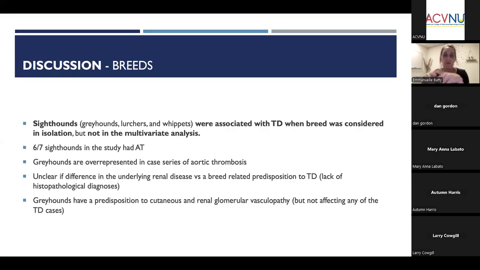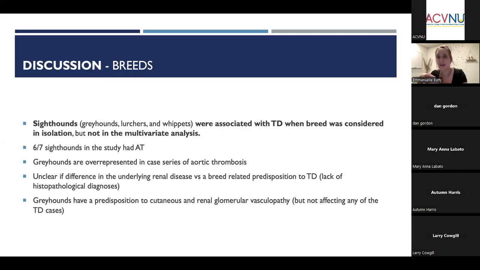Regarding the sighthounds, they grouped greyhounds, lurchers, and whippets together. They were associated with thromboembolic disease when the breed was considered in isolation, but it was not associated anymore in the multivariate analysis. But interestingly, 6 out of 7 sighthounds in the study had arterial thromboembolic disease. And we know that greyhounds are overrepresented in case series of aortic thrombosis. It is unclear if there's a difference in the underlying renal disease or if it is a breed-related predisposition.